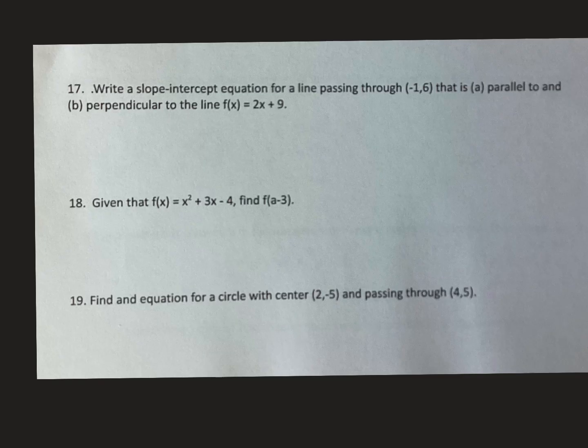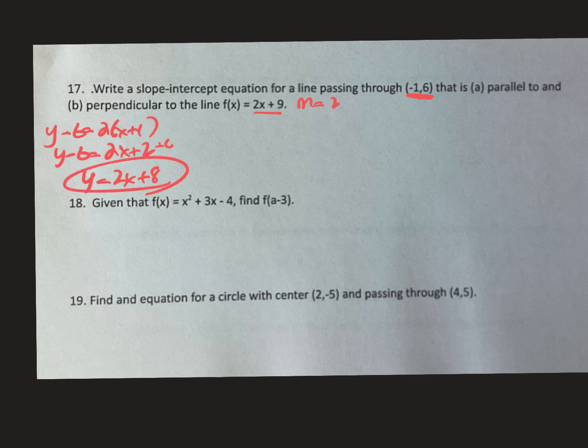17, write slope-intercept form of the equation. There's both parallel and perpendicular to that line right there. That line, first of all, the slope is 2. So if I'm doing parallel, I'm doing the same slope. So I'm going to go y, I'm using this point. y minus 6 is 2 times x plus 1. So distribute the 2. Move the 6 over. If I move that 6 over, it'll be a plus 6. This is going to be 8. There's part A.